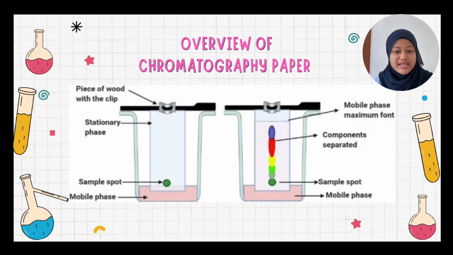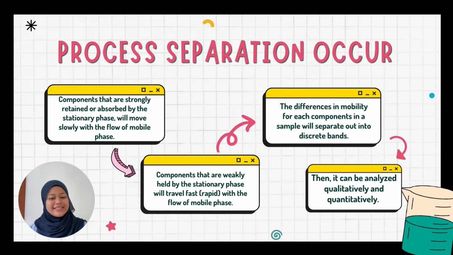So, the left beaker is the result of separation of the sample spot after this separation process occurs. As we can see, the components separate by their category of color like the picture in the slide. Next, we may ask how the separation process occurs, right?